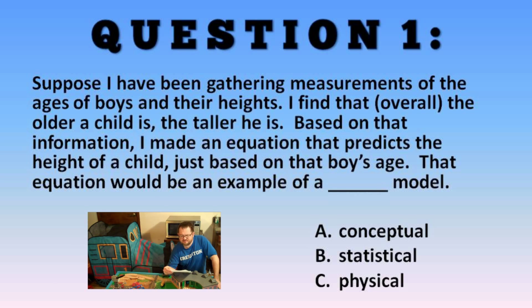Question 1. Suppose I've been gathering measurements of the ages of boys and their heights. I find that overall, the older a child is, the taller he is. And based on that information, I made an equation that predicts the height of the child, just based on the boy's age. Some boys are going to be taller than that, but if they know that you're 4 years, 3 months old, how tall would the average boy be, or something like that. That equation would be described as an example of a blank model. Conceptual, statistical, or physical. Alright, make one of your choices from the list of 3 below here, and get a little feedback before we move on to question 2.